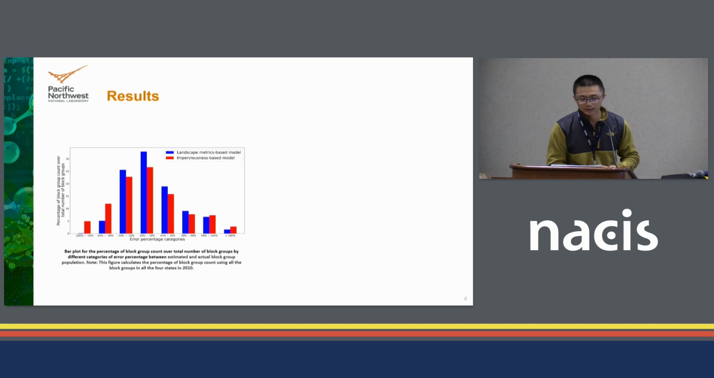And we can see that our landscape metrics model, the best landscape metrics model, has a much larger number of block groups lying in the middle, which is a good region. And so the numbers are severely reduced in the two tails.